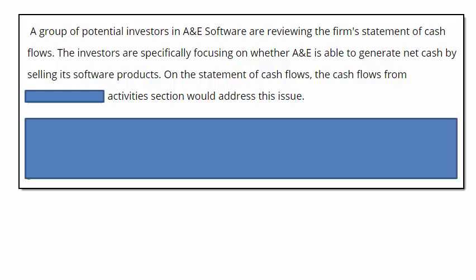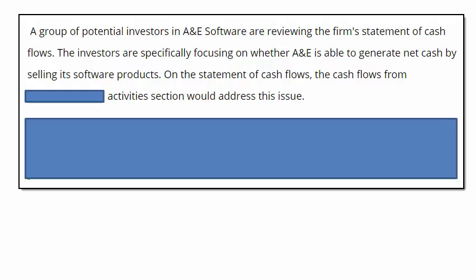A group of potential investors in A&E Software are reviewing the firm's statement of cash flows. The investors are specifically focusing on whether A&E is able to generate net cash by selling its software products. So on the statement of cash flows, the cash flows from what activities section would address this issue?